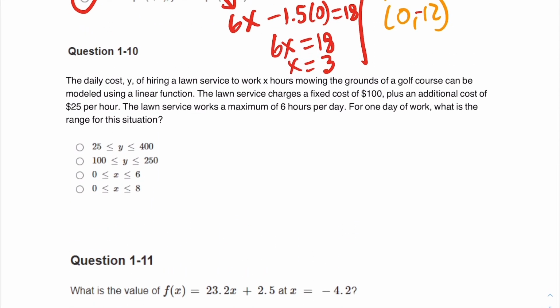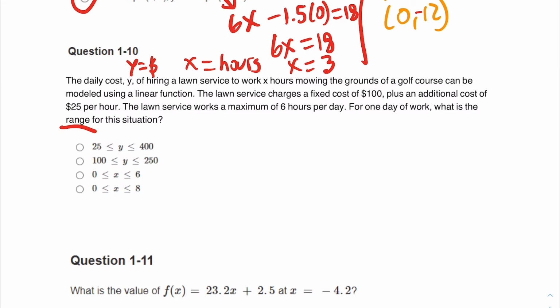All right, we got a word problem. We got y's. We got x's. The y's are money. The x's are hours. And they want the range. So I just skipped from reading the first sentence to reading the last sentence. The range means they want to know how much money these people can make.